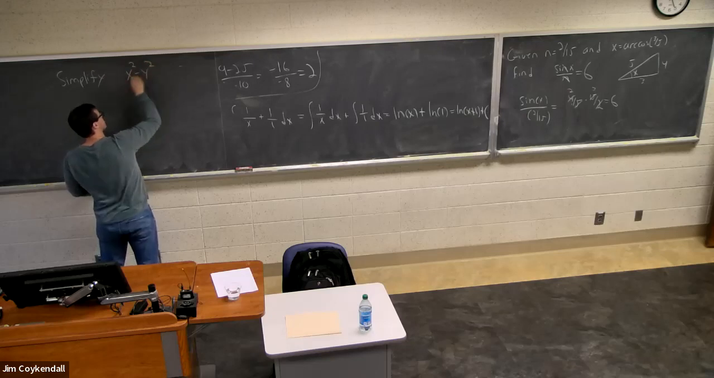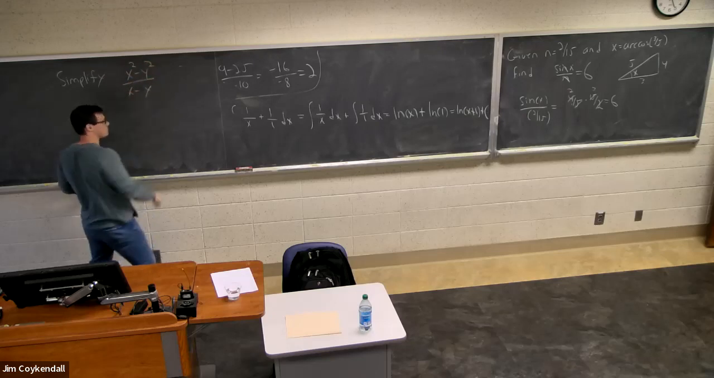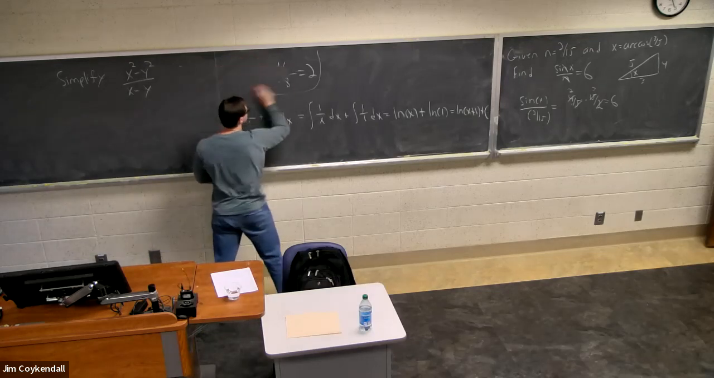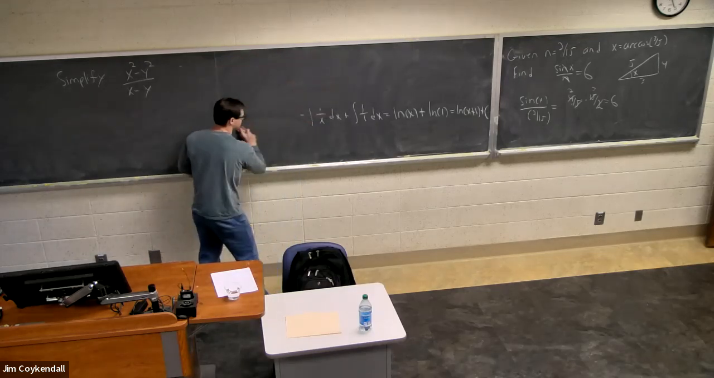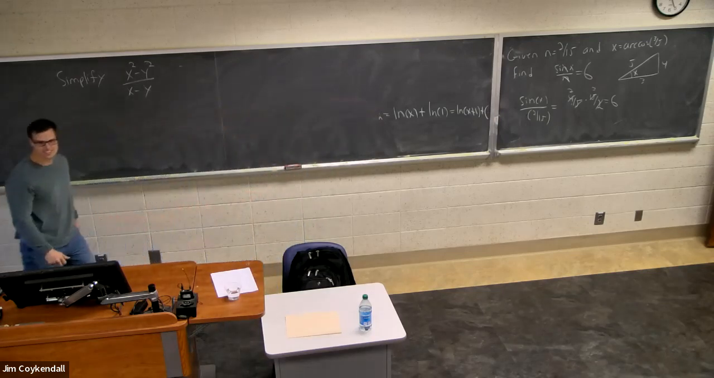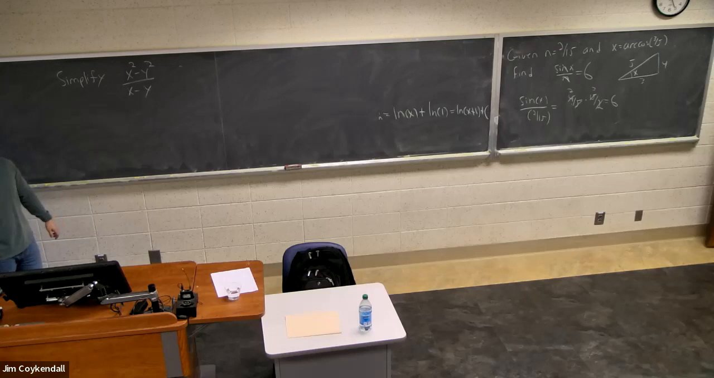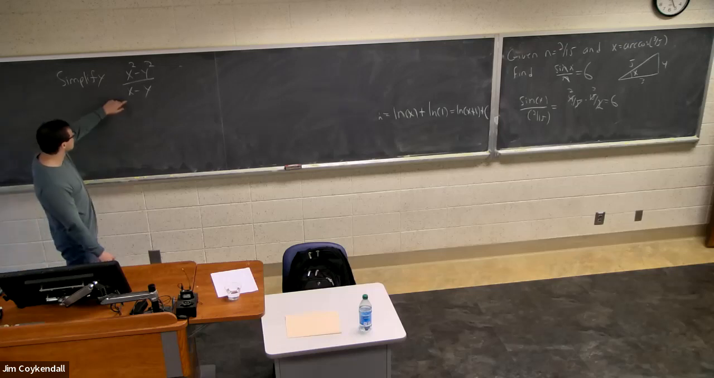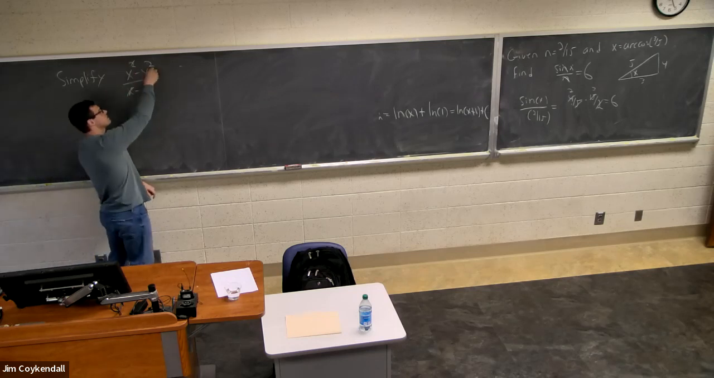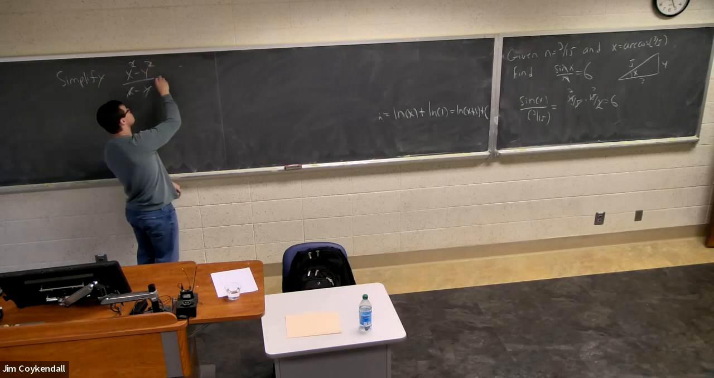x squared minus y squared over x minus y. Any thoughts? x minus y. Well, almost. x here, x there, y here, y there. Well, what's left?